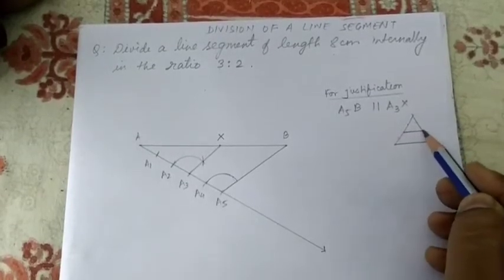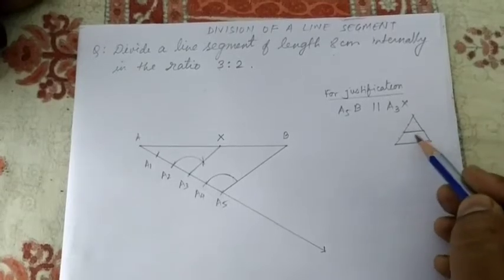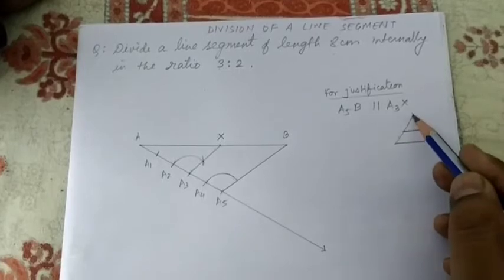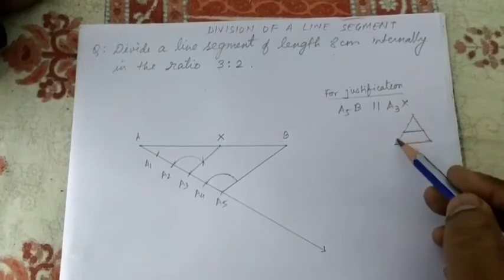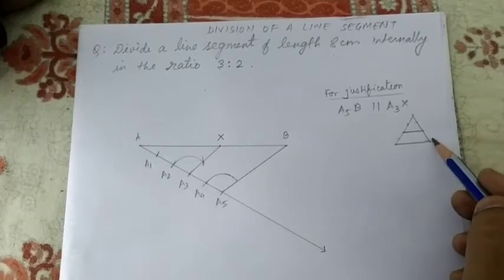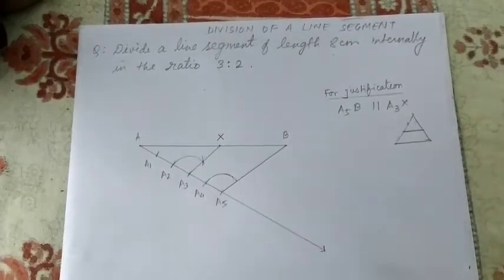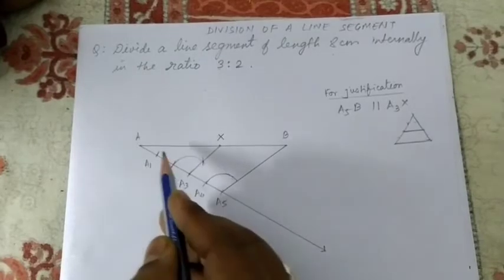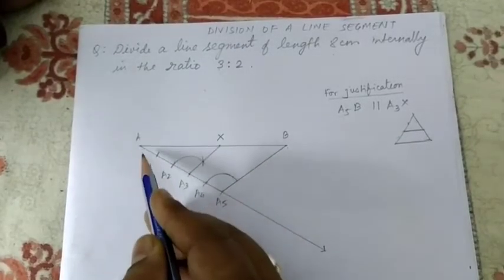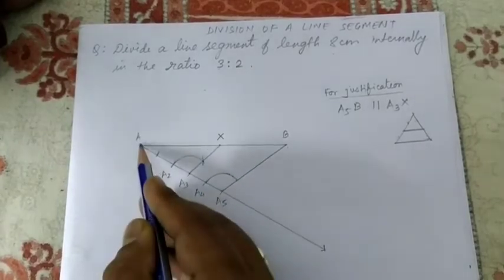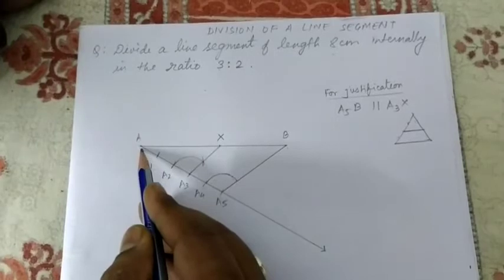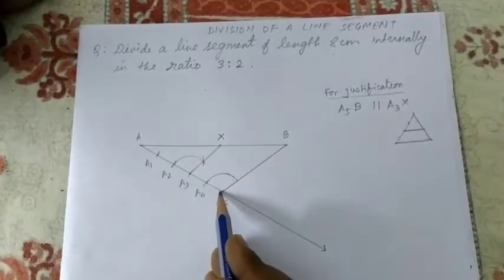From the basic proportionality theorem, we know that if a line is parallel to any side of the triangle, then that line divides the other two sides in the same ratio. That means this ratio and this ratio will be the same, and that would be followed here also. If I take here AX and XB, we have seen that we divided A to A5 into 5 equal parts.